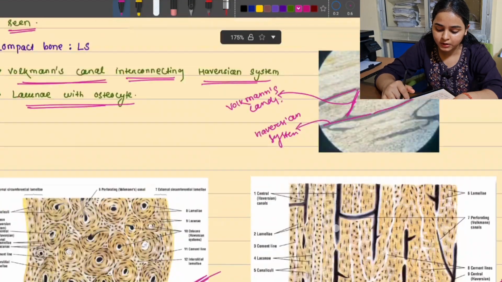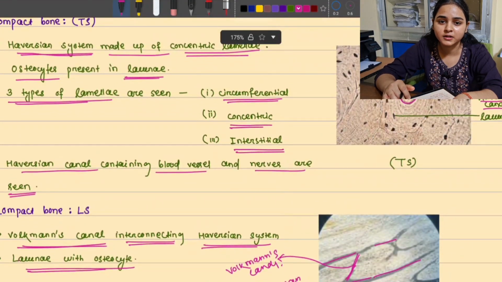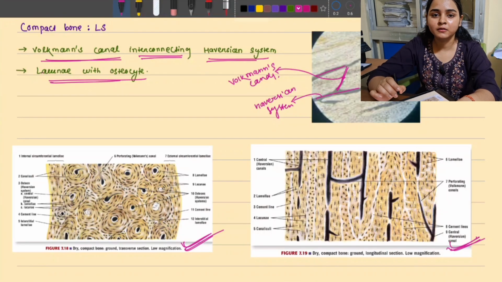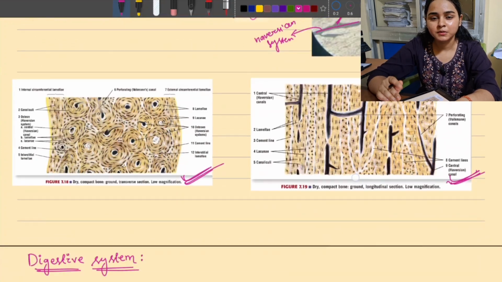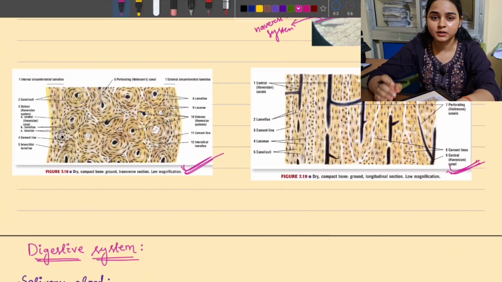Spongy bone I am not telling you here because it is not an exam oriented slide, I guess. The compact bone is asked mostly in the exams, so we are only dealing with the important topics here. And one thing that I want to tell you is a general anatomy correlation is the type of ossification. Please study the type of ossification and their examples. It is asked in the vivas most often.